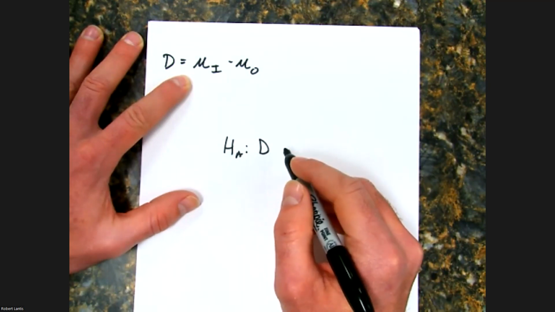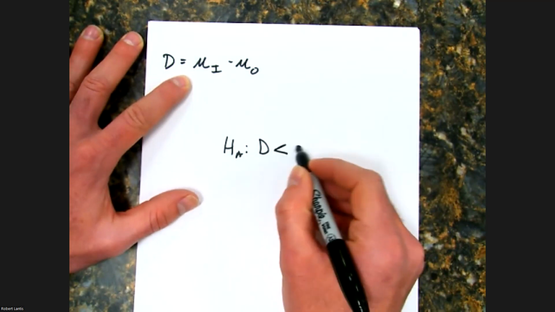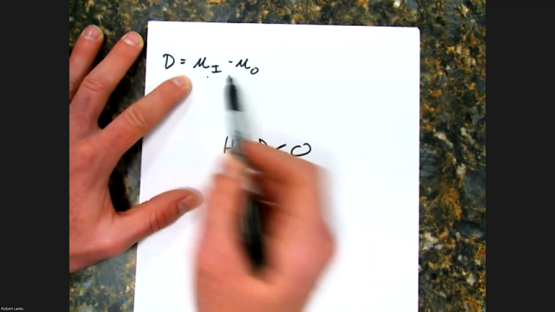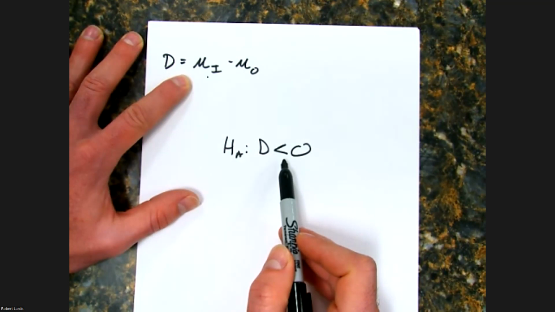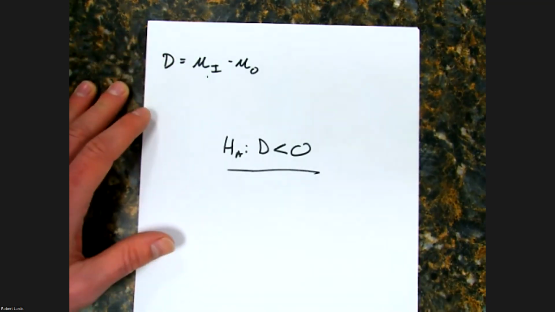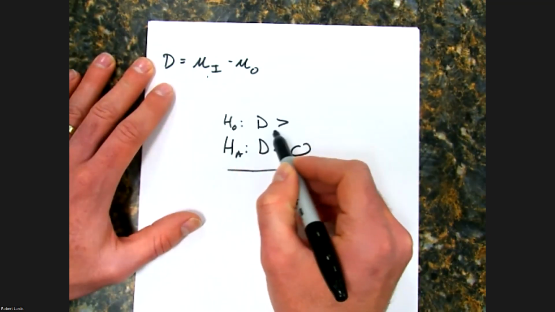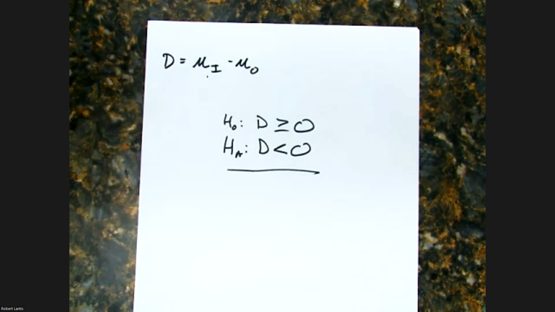It would have to be negative, right? If Indiana's is lower, this difference is going to be something that's less than 0. That's what we want to test for, whether or not Indiana has a lower BMI. So we assume the opposite is true, which is that the difference is greater than or equal to 0.